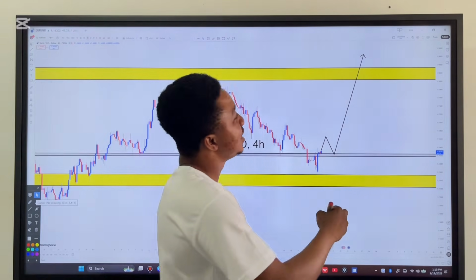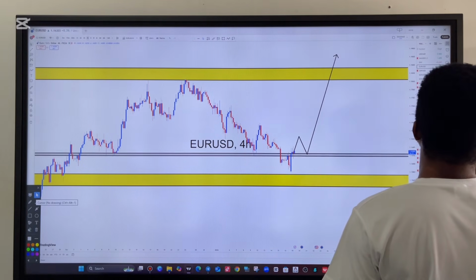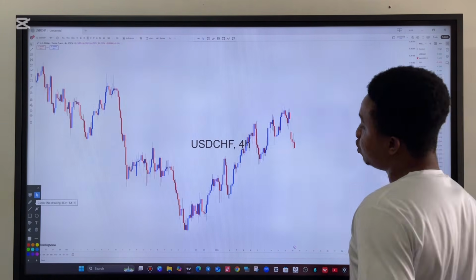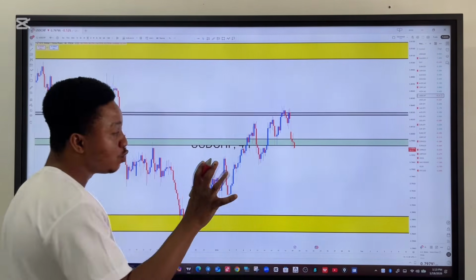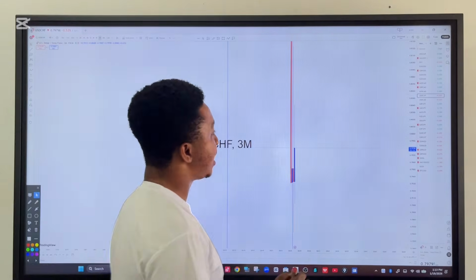Let's take it again to the final pair, which is going to be, let me see if I can pick a good pair. Okay, let's do USDCHF. USDCHF is also very good. USDCHF is very, very good. So USDCHF, let's start on the 3 months time frame.